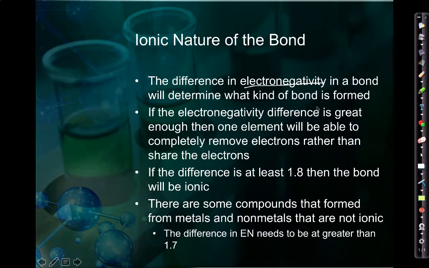So remember, electronegativity is the ability of an atom to pull electrons towards itself in a chemical bond. So if your electronegativity difference is great enough, one element's going to pull off the electrons. So usually that difference needs to be at least 1.8 for it to be considered ionic, but there are actually different set numbers, but we're going to go with 1.8 in here. I'm sorry, 1.7. So it needs to be at least 1.7.